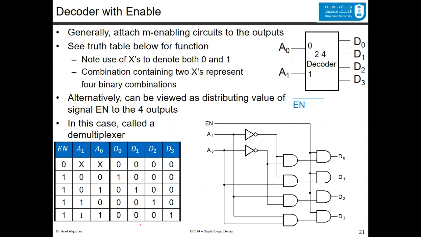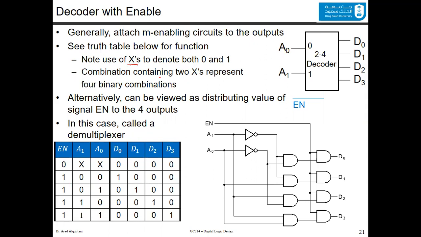So that's the tax that you are going to pay. If you add the enable, you will need to have 4 more AND gates. The same thing that we just described is written here. Generally, you attach an enabling circuit to the outputs. You can see it through the truth table, and you can see the don't care that denotes both 0 and 1 is okay, it means that it's a don't care.